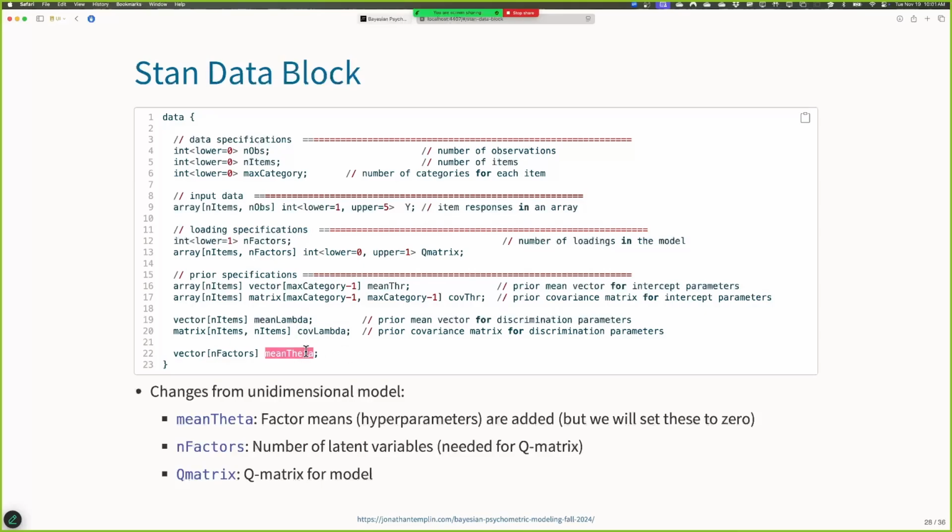Here I'm saying this is the prior mean vector of theta, which we normally set to 0. Okay?